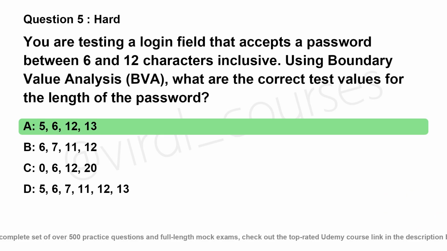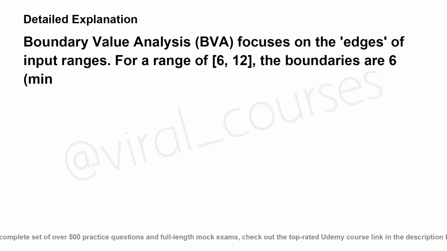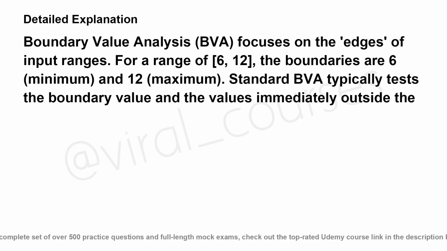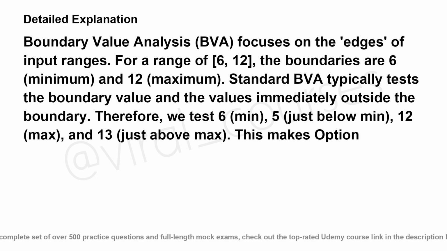The correct answer is A. Boundary value analysis, BVA, focuses on the edges of input ranges. For a range of 6 to 12, the boundaries are 6, minimum, and 12, maximum. Standard BVA typically tests the boundary value and the values immediately outside the boundary. Therefore, we test 6, min, 5, just below min, 12, max, and 13, just above max. This makes option A the correct choice.